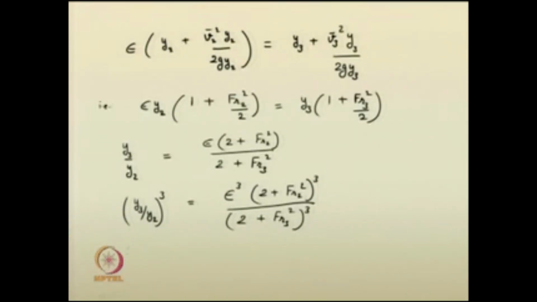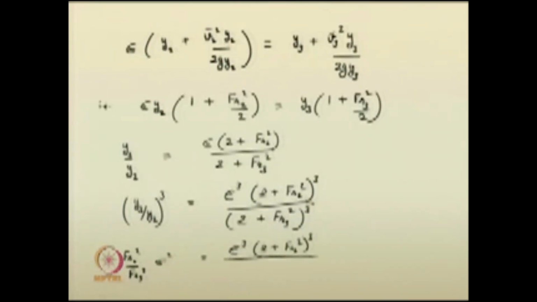I can write the quantity now as Fr2 squared by Fr3 squared into sigma squared is equal to epsilon cube (2 plus Fr2 squared) whole cube by twice Fr3 whole squared whole cube, or you will get a better expression now for sigma squared, because that is the parameter that we have devised or assumed for this particular analysis, right.